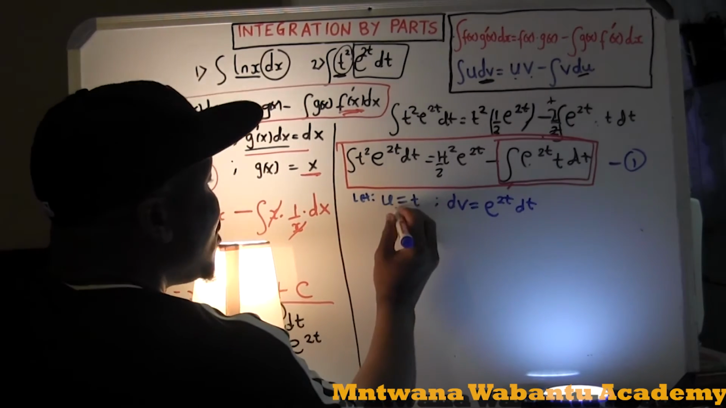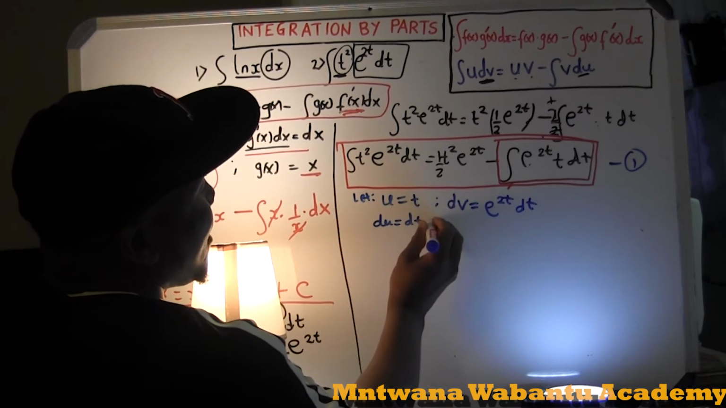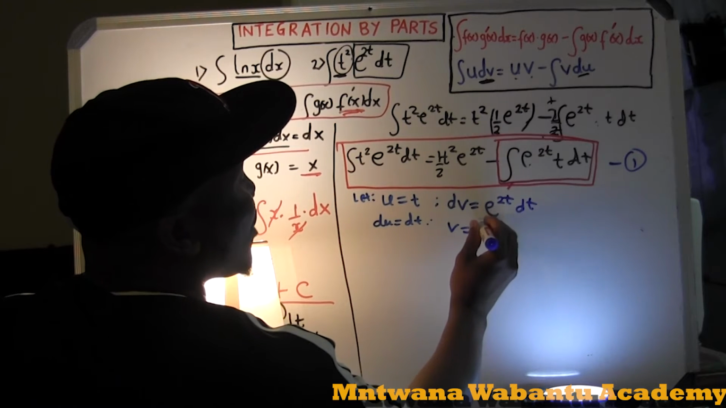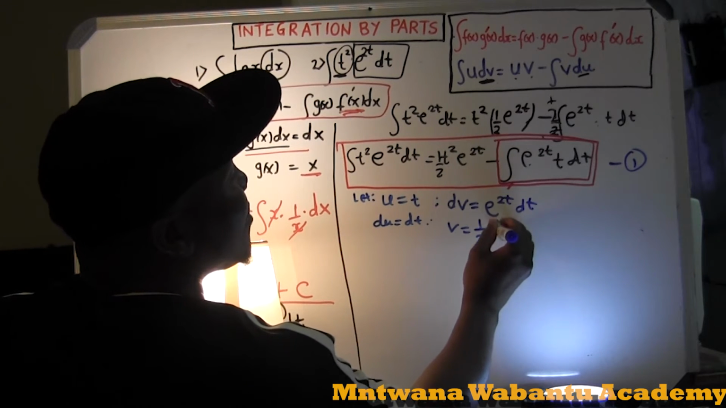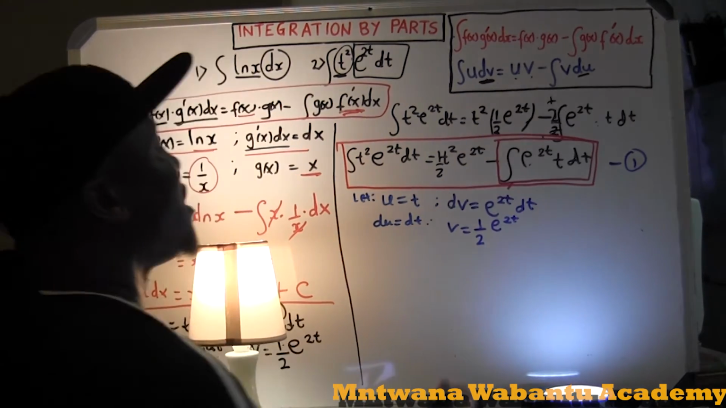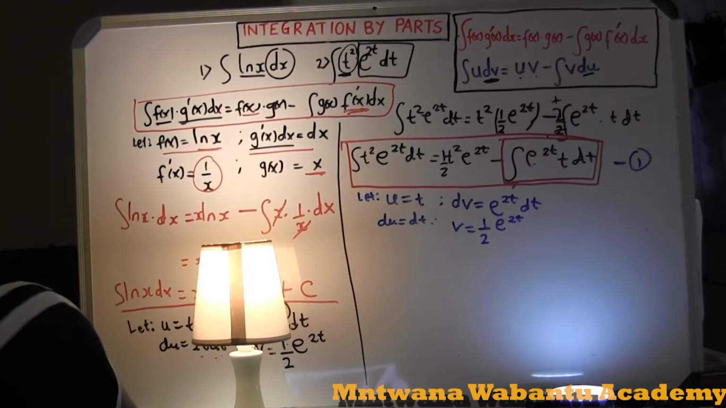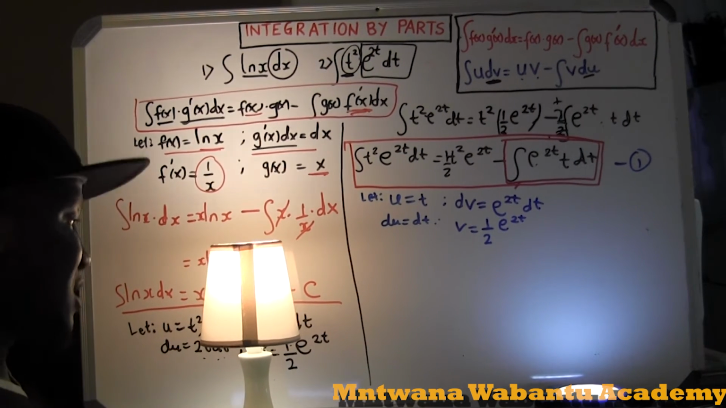So now you're going to differentiate this, du equal to dt, and when you integrate dv, you're going to get v. When you integrate this one here, we know we're going to get 1 over, differentiate 2t, which gives us 2, and then e to the 2t. So what we're going to do is substitute in the formula. Let's substitute in the formula.